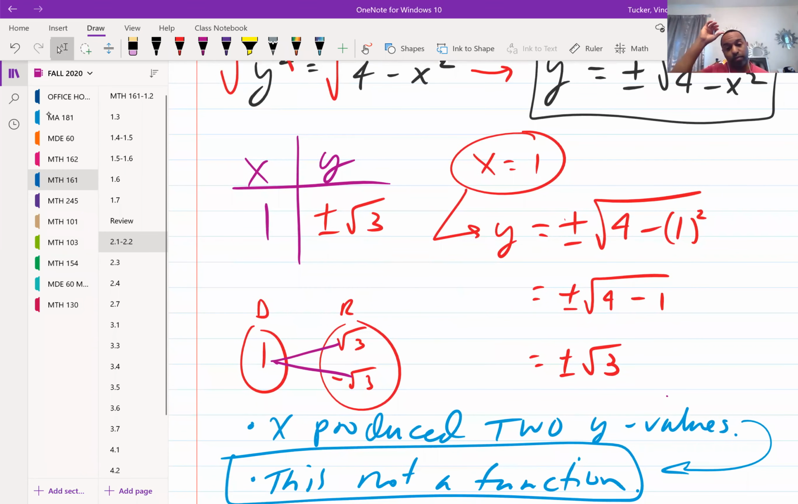And so in the blue is our conclusion that x produced 2 y values. So this is not a function. And notice I didn't put that the 1 produced 2 y values, because any x you plug in will produce more than 1 y value. And so that's what will make it not a function.